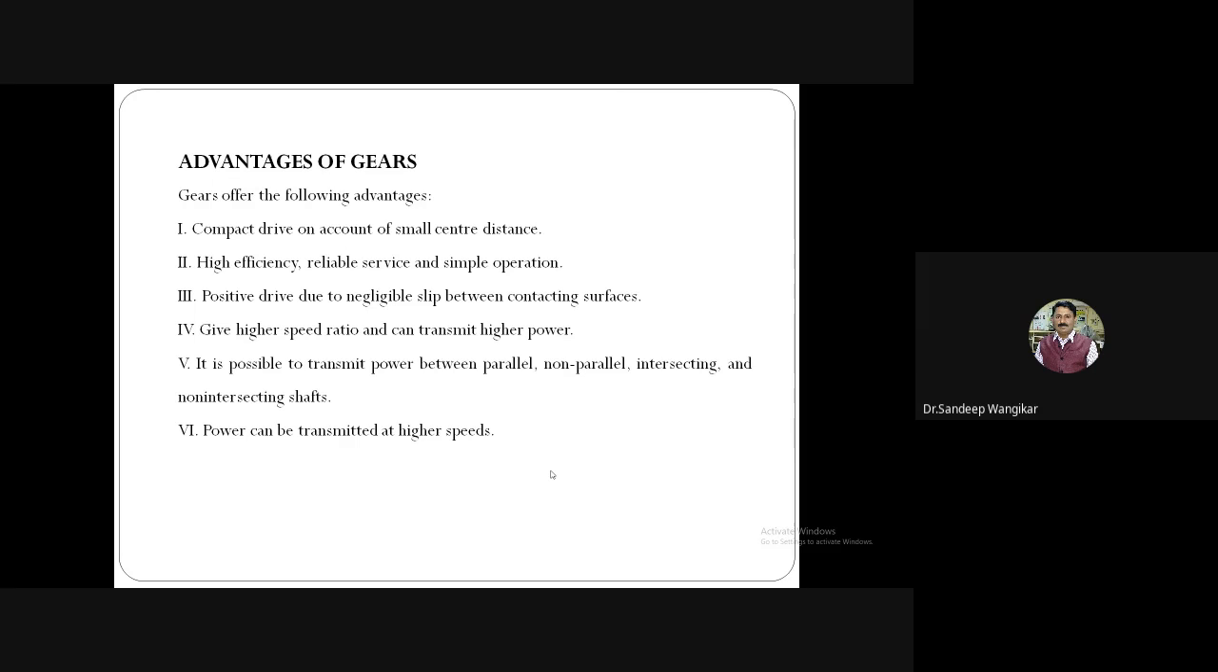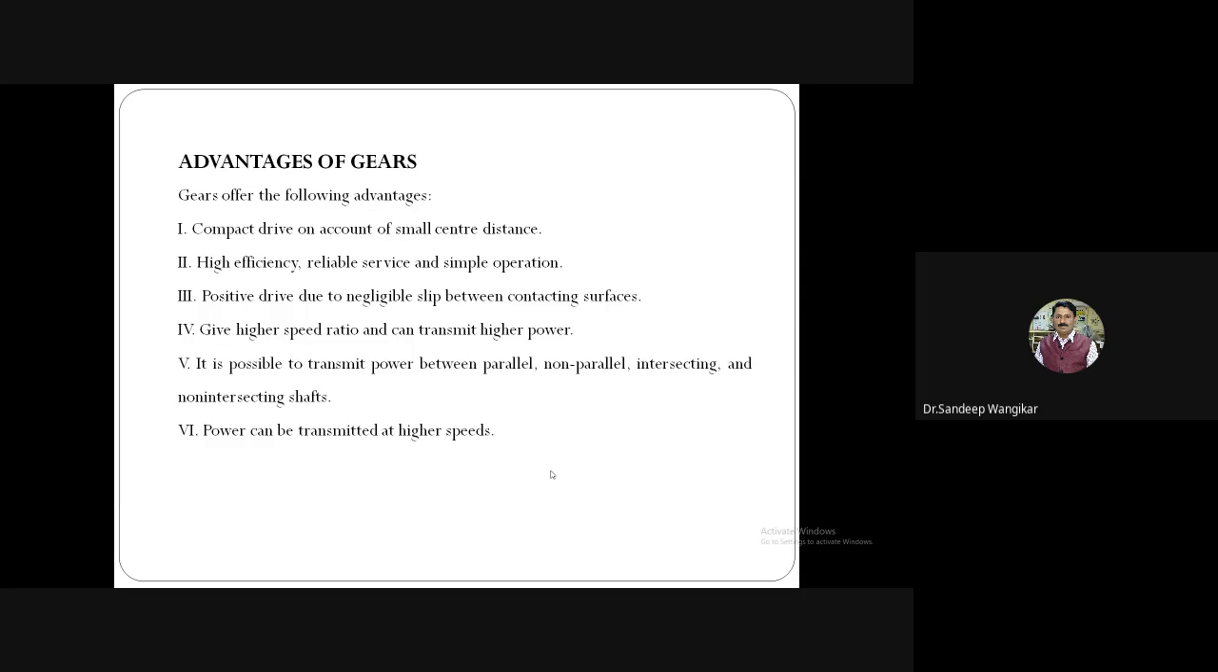What are the advantages or benefits of these gears? Gears offer some advantages, such as a compact drive on account of small center distance. If you compare with power transmission of the same capacity with chain drive or belt drive, then definitely a much smaller distance is there. Then high efficiency, reliable service, and simple operation. It is a positive drive due to negligible slip between contacting surfaces. There will be slip occurring in the case of belt drive, but here there is negligible slip in gear drive.